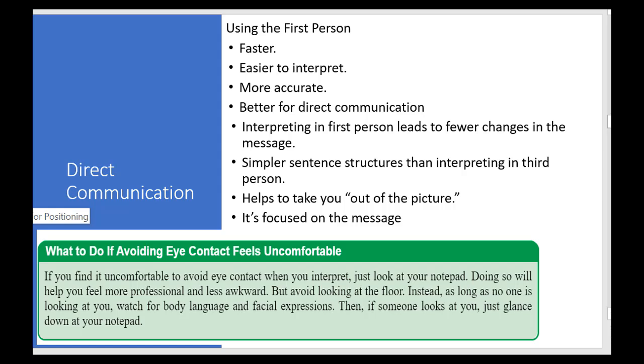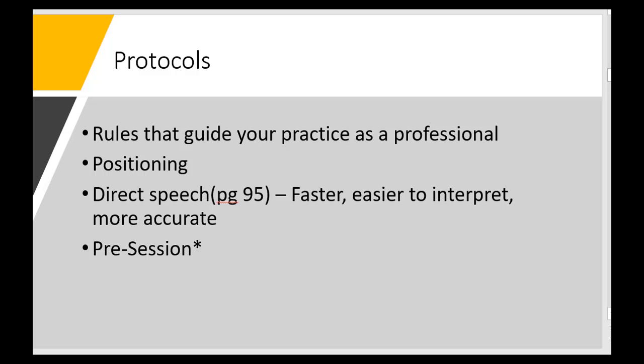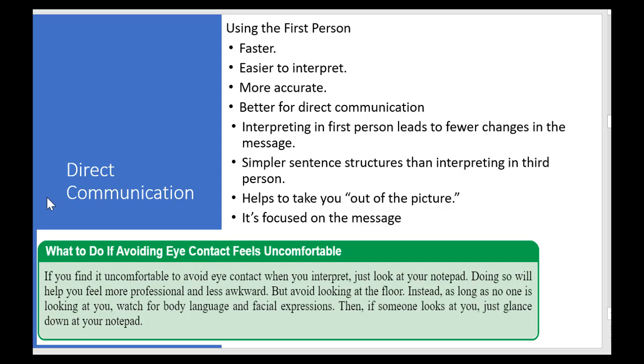That was positioning. Now let's take a look at the next protocol, which is using direct speech, and that information you should have gone over on page 95 as you read the chapter. You will read in your book that the reason we use direct speech is to support patient and provider relationships and access to one another. Using the first person is the main way in which we employ direct speech.